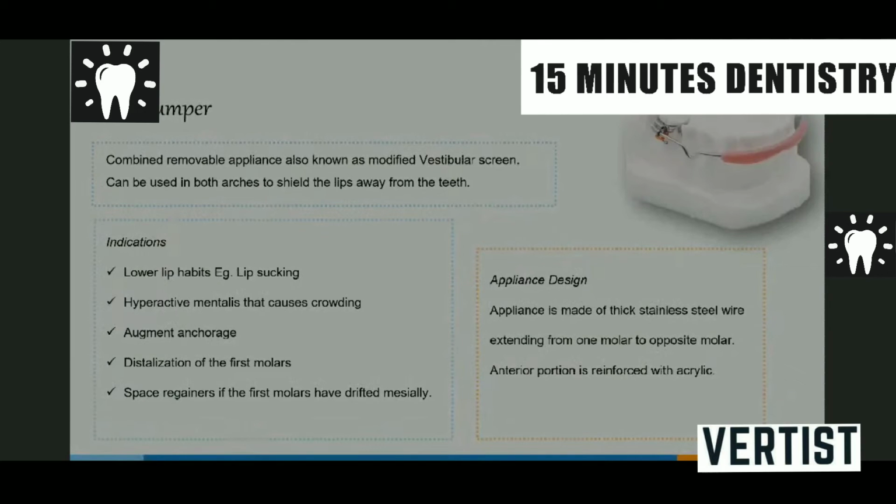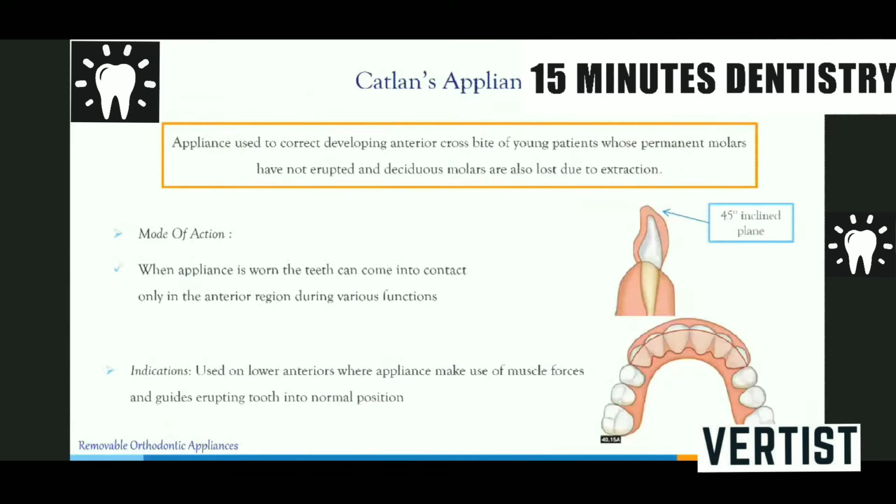Appliance which is used to correct the developing anterior crossbite of young patients whose permanent molars have not erupted and deciduous molars are also lost due to its extraction. Its main mode of action is when the appliance is worn, the teeth can come into contact only in the anterior region during the various functions, and it has an inclined plane of 45 degrees which helps in correction of the crossbite. It's used on lower anteriors where the appliance makes use of muscle forces and guides the erupting tooth in normal position.